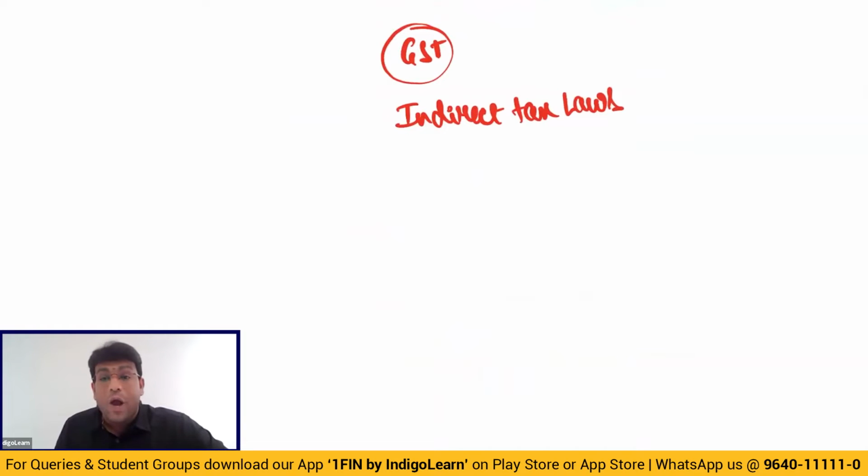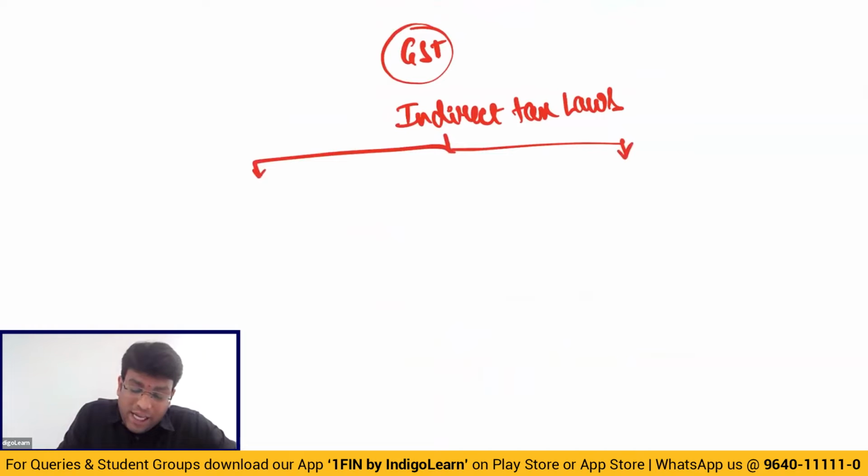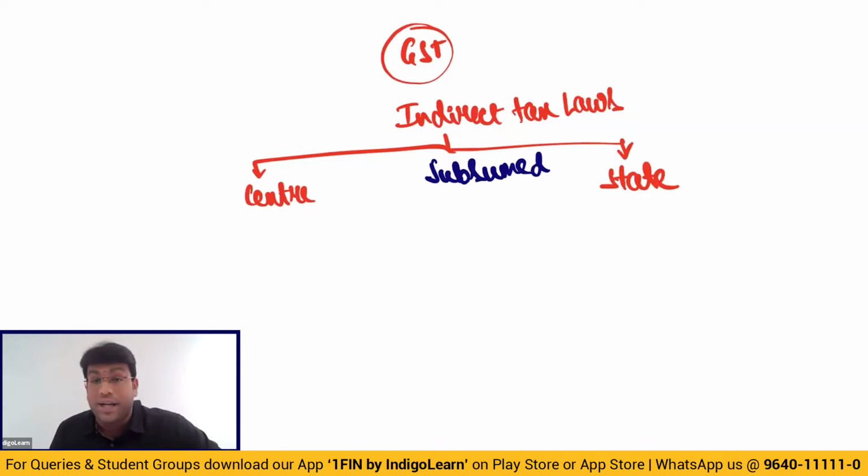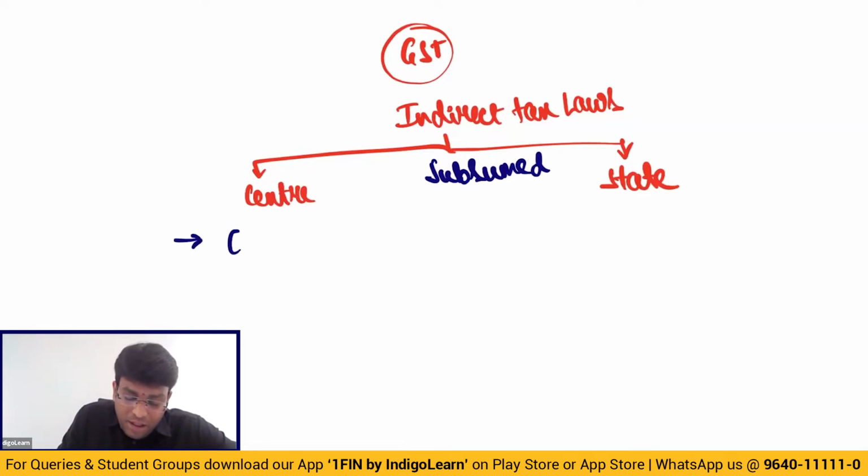Now let's look at the multiple indirect taxes which have been replaced by GST law. Multiple indirect tax laws of the center and multiple indirect tax laws of the state have been conglomerated and subsumed into the GST law. In exam, a 2 marks question can come: what are all the taxes that have been subsumed into GST? Come on, guys. Center, number 1.